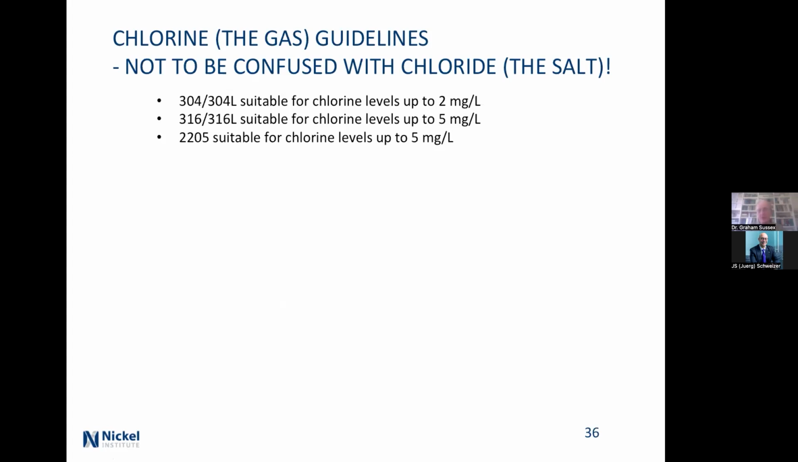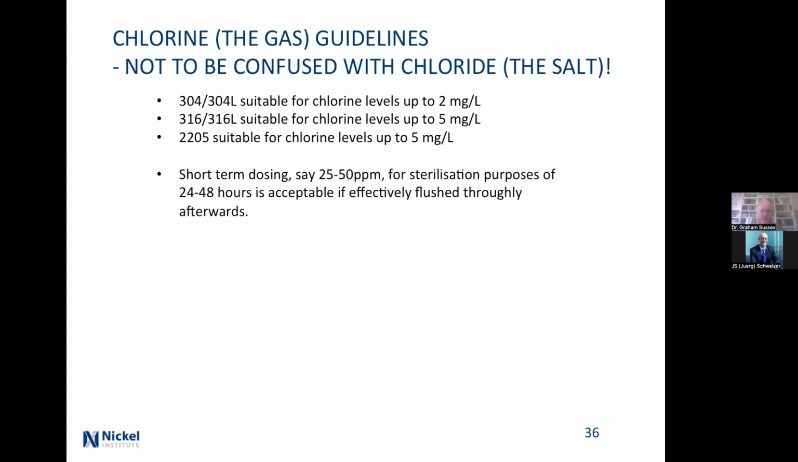The other problem with putting lots of chlorine is that you get chlorine vapor coming off, and above potable water reservoirs, you can get corrosion of the stainless steel walls simply because chlorine lands in the condensation on the walls, and you can get rusting. So short-term dosing, 25 to 50 ppm, fine. 24 to 48 hours, not really a problem. You do need to flush it thoroughly.